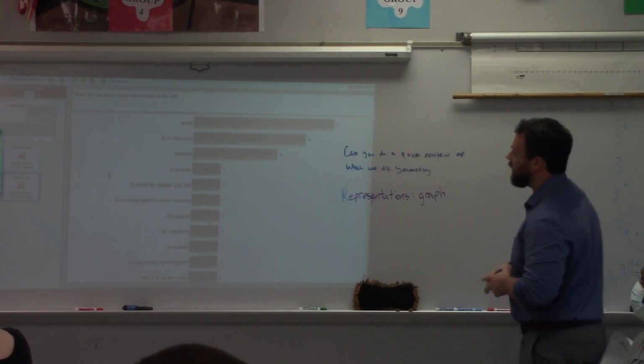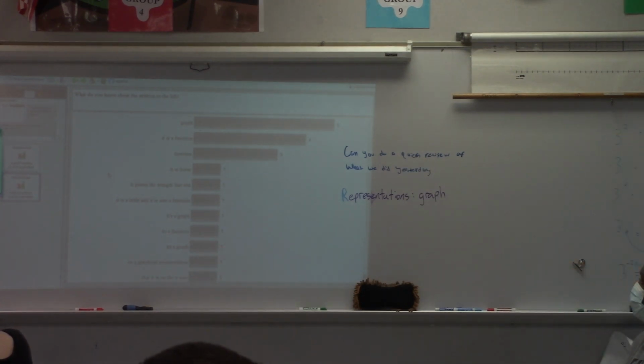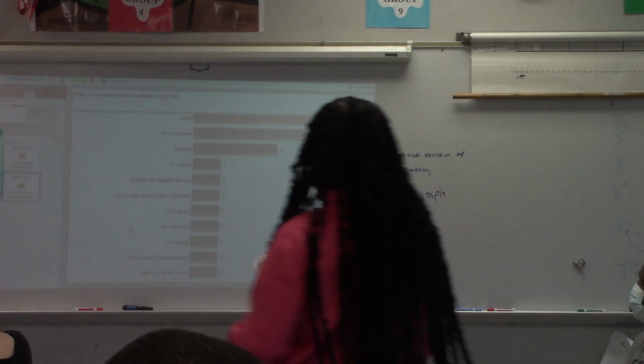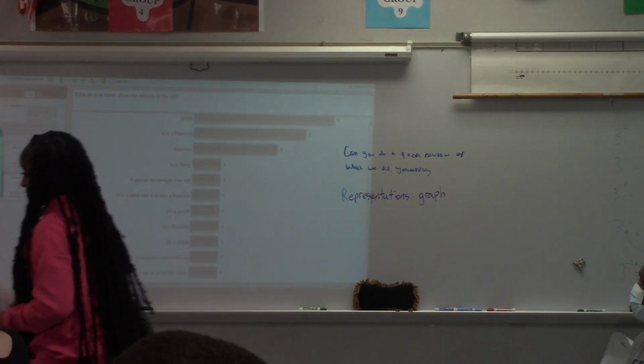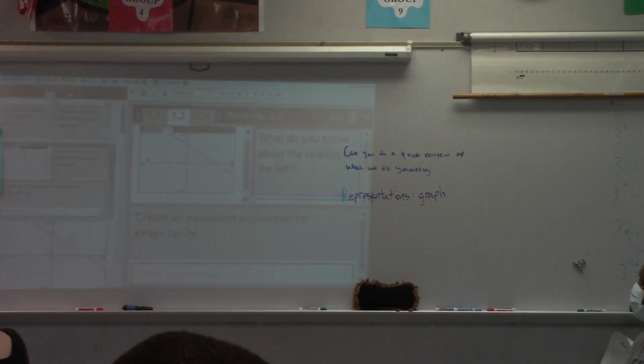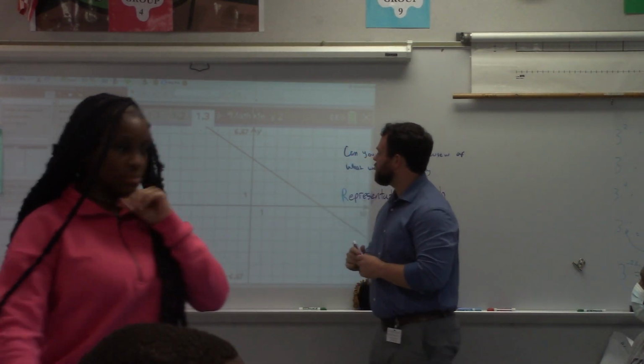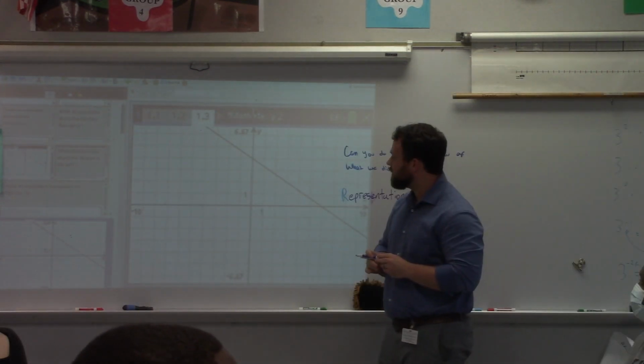It is a function, right? Let's look at that. We've got a couple of other things. We've got a lot of this that said graph or function. So looking at this graph, let's make it a little bit bigger. When I look at this graph right here, is it a function? Yes. How do we know?